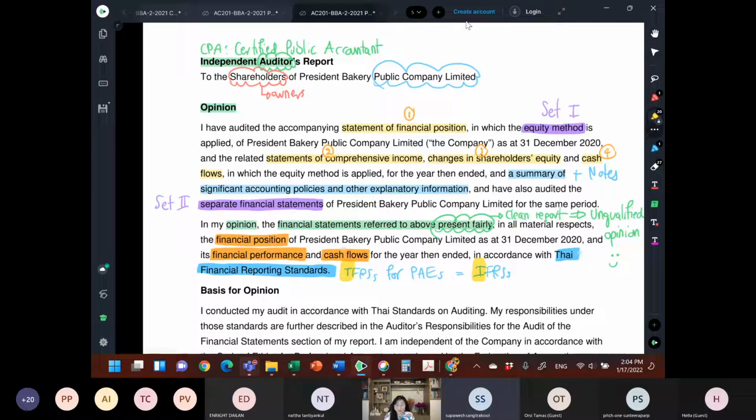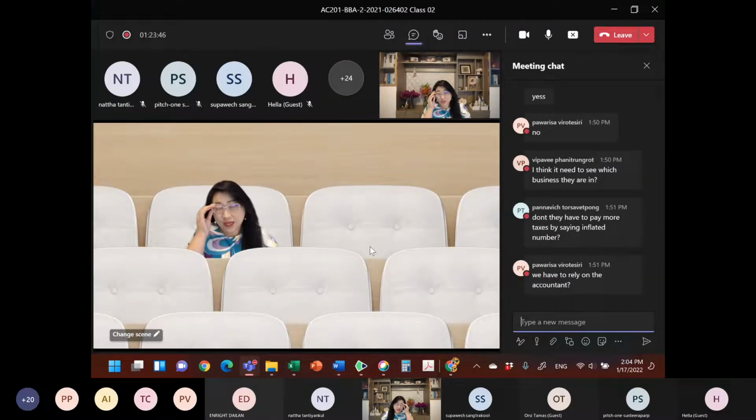Just wondering, the ones who gather all this information are the accountants, right? And the one who checks the information is the auditor. One more time: the one who gathers all the information is the accountant of the company, and the one who checks it one more time to match with TFRS is the auditor. Partly correct, but not the whole picture. So we have the accountant who works for the company, which is internal, and then we have the auditor, which is external.